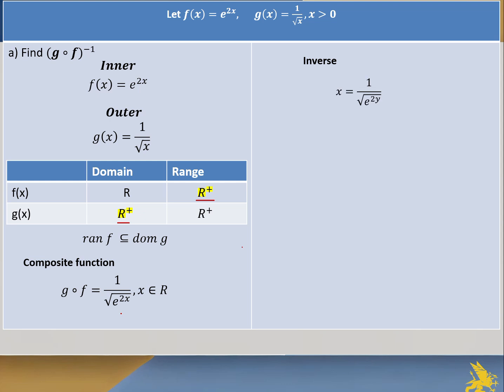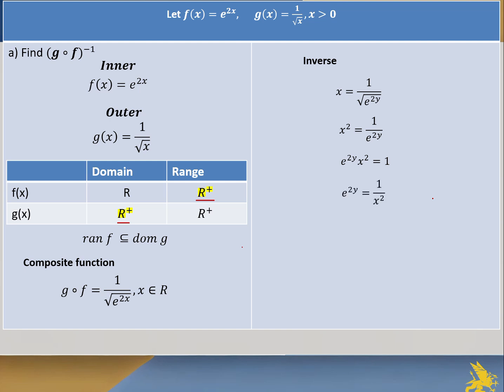Now we need to do some algebra to get y by itself. So the first step I'm going to do is just square both sides. If I square both sides, 1 squared is 1. The square root goes away and I get x squared. Now I'm going to times by e to the power of 2y. So I've got rid of my fraction. I'll put it back and get x to the other side.